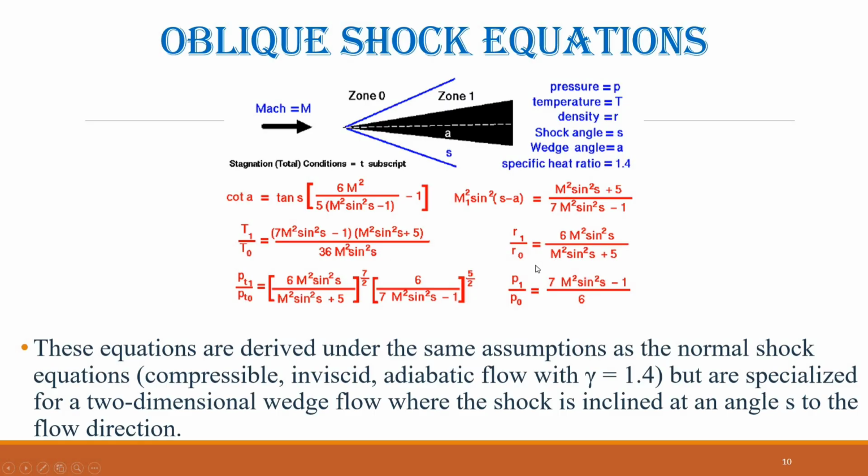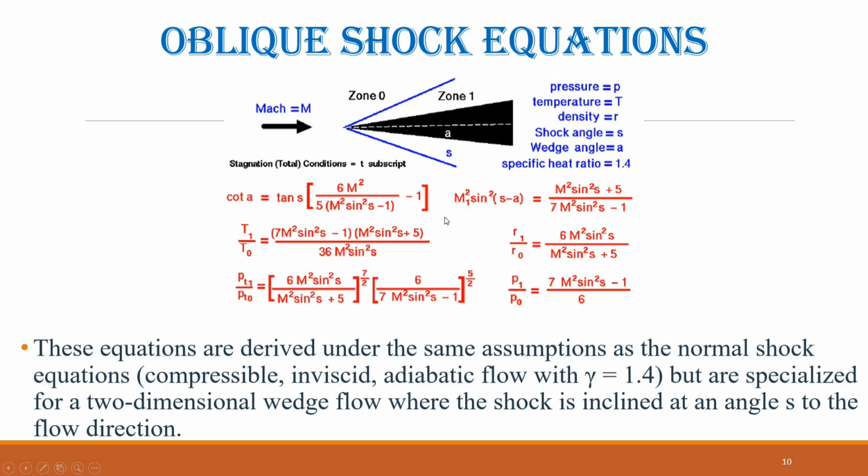The pressure ratio P1 over P0 is equal to 7 times M squared times the sine squared of S minus 1, divided by 6. The density ratio ρ1 over ρ0 is equal to 6 times M squared times the sine squared of S divided by M squared times the sine squared of S plus 5.